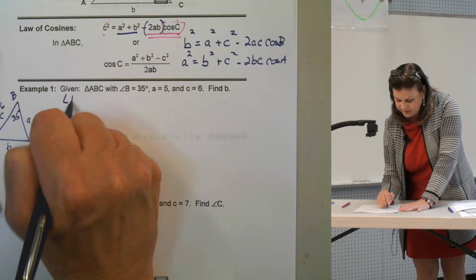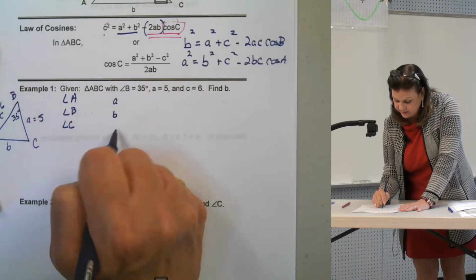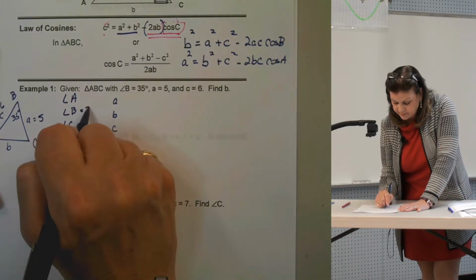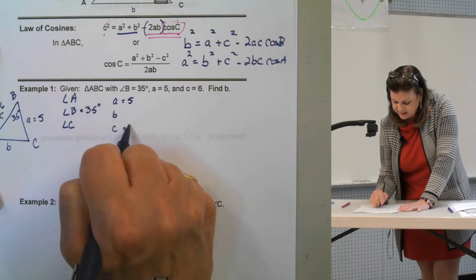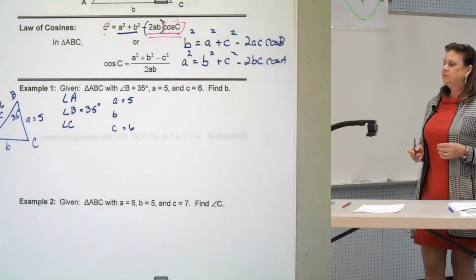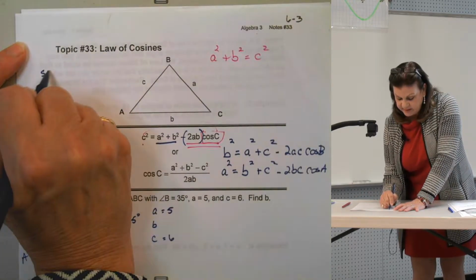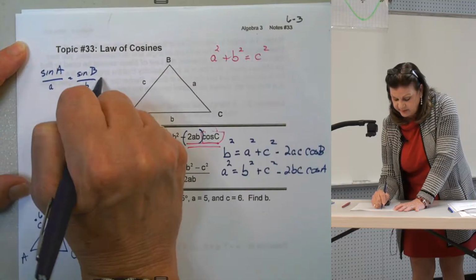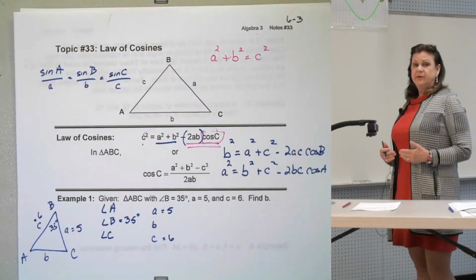So let's think about this. We have angle A, angle B, angle C, side A, side B, side C. They've given us angle B. They've given me side A and side C. So you should realize at this point that law of sines is an impossibility, because remember, I have to have the sine of A over the side of A, the sine of B over the side of B, and the sine of C over the side of C. You have to have at least one complete set there before you can proceed.